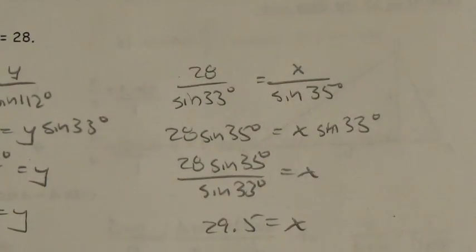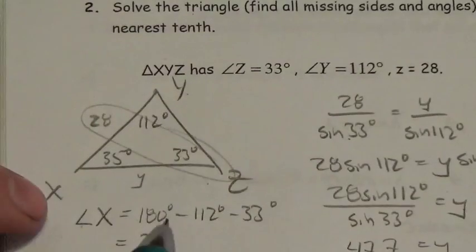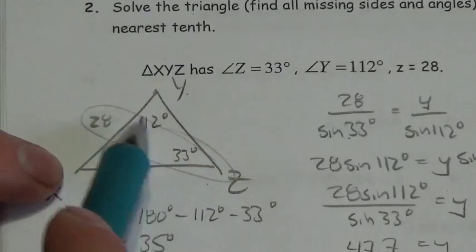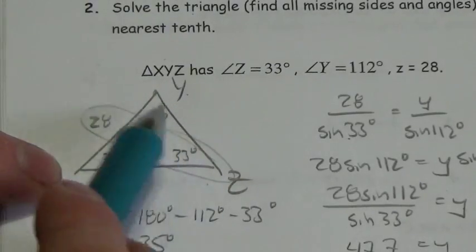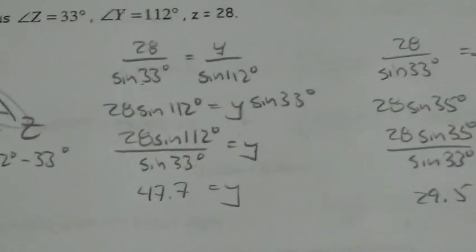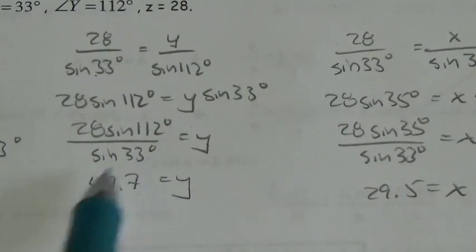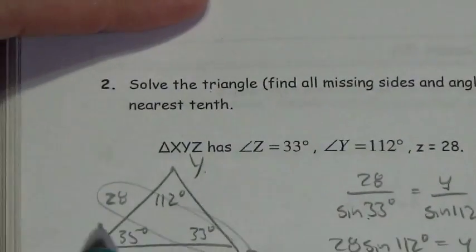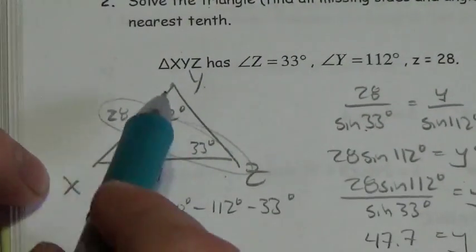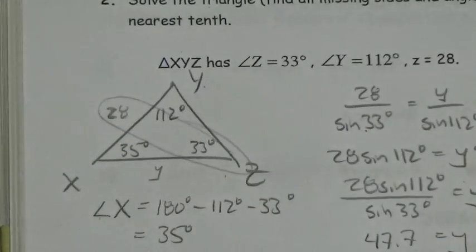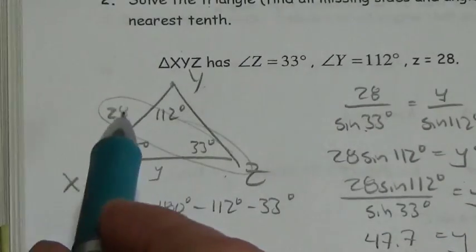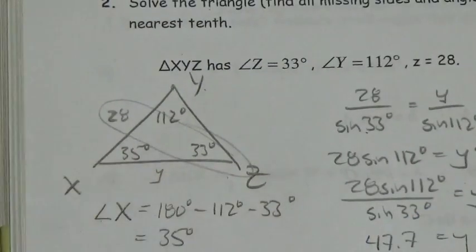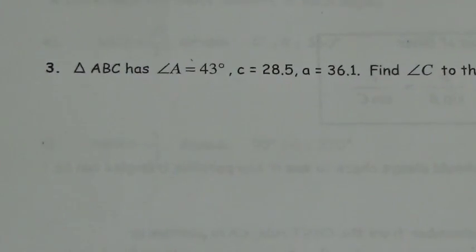Now, just to be sure, x here is kind of the middle angle of the three, so little x should be the middle side. y is 47.7. Okay, that's big. 29.5. Well, what was little y? Little y was 28. Okay, good. So little x here, my side x, is slightly bigger than side z, which is what I would expect because their angles are pretty close to each other, but this one is a little bit bigger. Perfect. Okay, let's take a look at another one here.